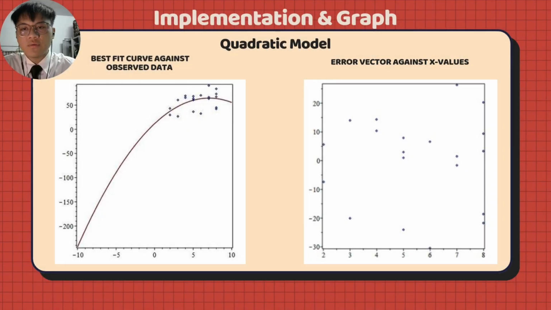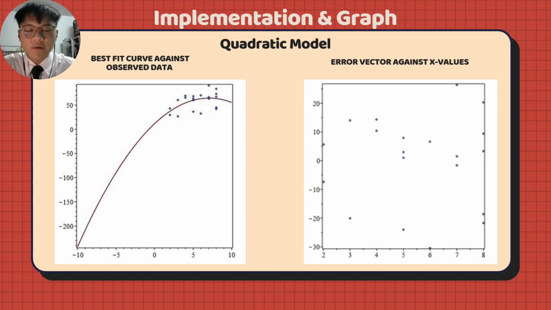From here, there are two graphs which represent our quadratic model. On the left side is our best fit curve against observed data, where the blue diamond points represent our actual observed data. Notice how they follow a clear trajectory. They increase rapidly, hit a peak, and begin to decrease. The red parabolic curve is the graph of our fitted quadratic equation. This line is calculated to minimize the total prediction error.